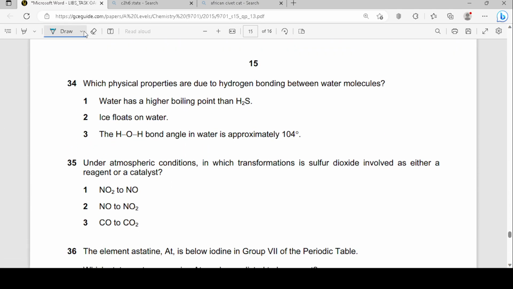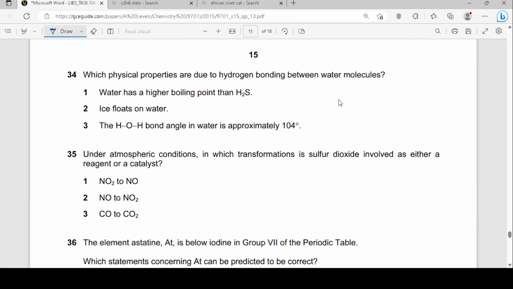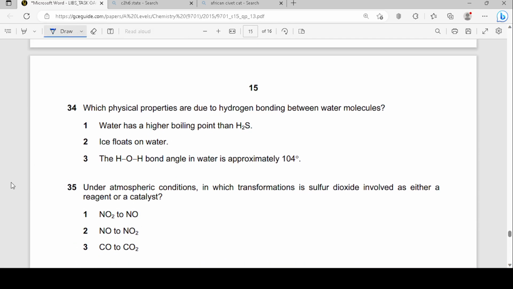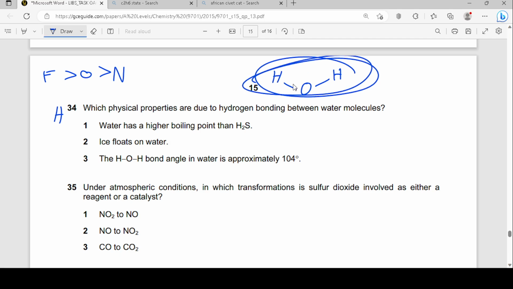Anyways, which physical properties are due to hydrogen bonding between water molecules? Water has a higher boiling point than H2S. Okay, so that is definitely true because, as I mentioned earlier, you have hydrogen bonding when one of the three most electronegative elements, F, O, or N, is bonded to hydrogen covalently. So then you can have hydrogen bonding in the molecule. And over here you do have that. So you have oxygen bonding to hydrogen, so you do have hydrogen bonding between water molecules. It's an intermolecular force.